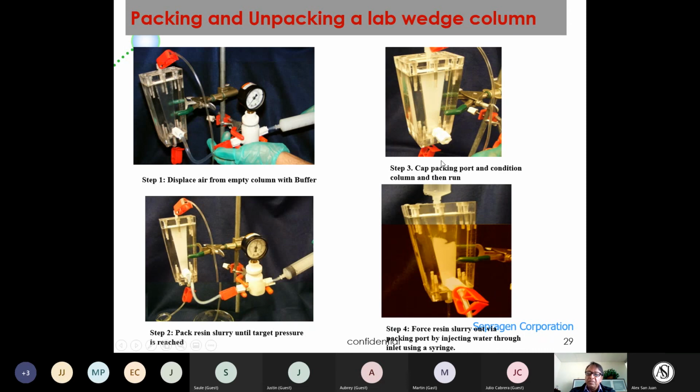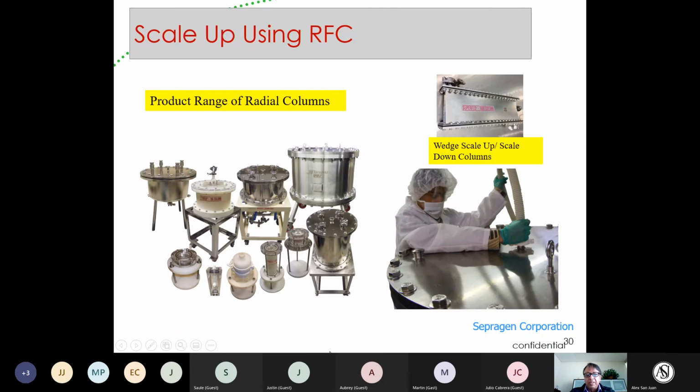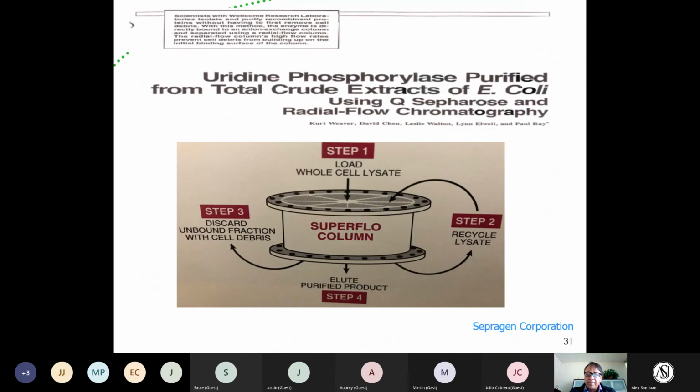When you want to unpack it, you simply push the syringe from this side, open the packing port, which becomes the unpacking port, and the bed slurry then comes out. And we have a range of columns going all the way from small scale to large scale. This is a pilot scale radial flow wedge column here, which is stainless steel, because this customer wanted a stainless steel downscale version of the wedge to mimic what they were doing on these large production columns. And we can customize these columns to the right size, to the right volume for your particular eventual scale up.